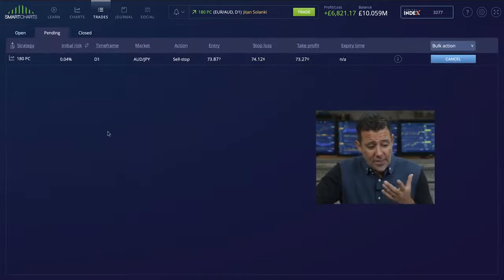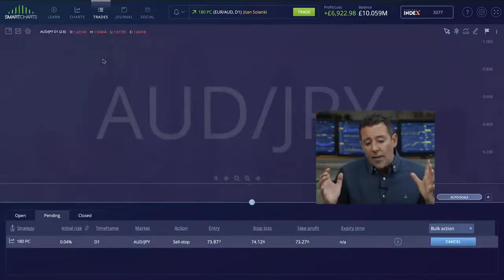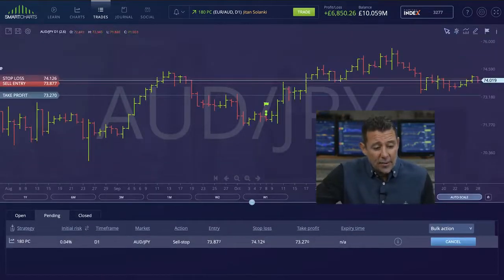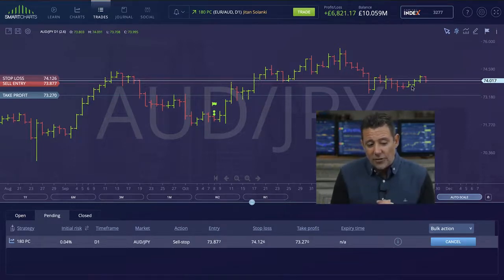Any pending trades are in here. There's another one from yesterday. That's another Aussie yen trade that I placed on the daily chart. If I click on that, it will also show you that trade. So I've got my stop loss, my sell entry here. Hasn't quite hit that sell entry. It's not far from it. That trade could trigger at any time. Do like the look of that trade, and that should run well.